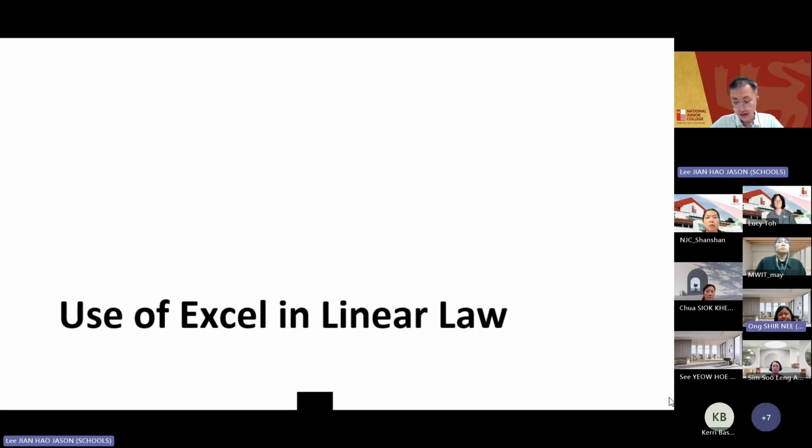I shall be sharing on how the use of spreadsheets can enhance students' appreciation of the concept of linear law. We use Microsoft Excel as the tool to deliver this package, but other spreadsheet tools can be used as well, such as Numbers on Apple products or Google Sheets.